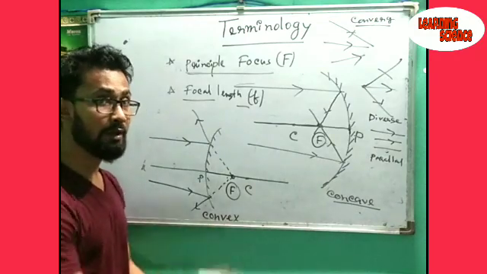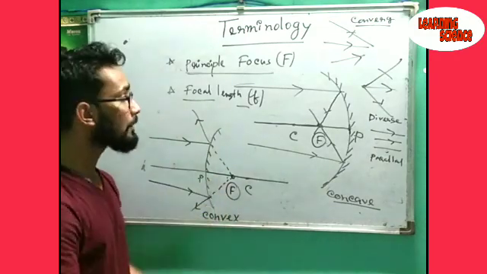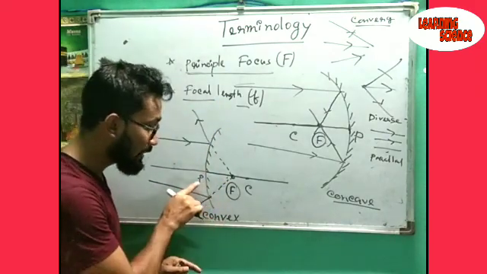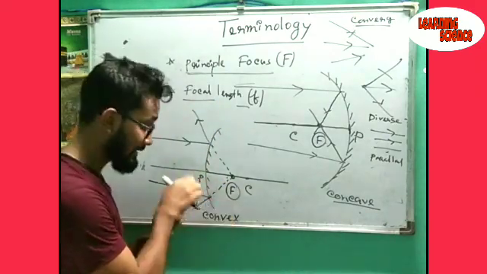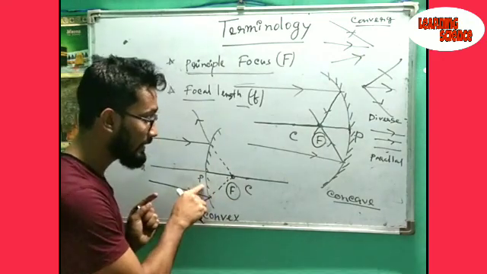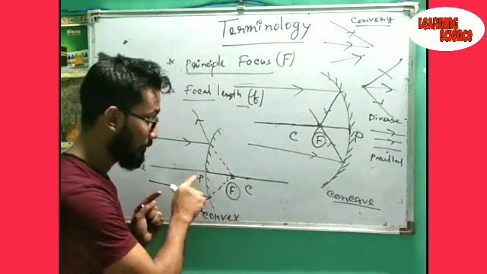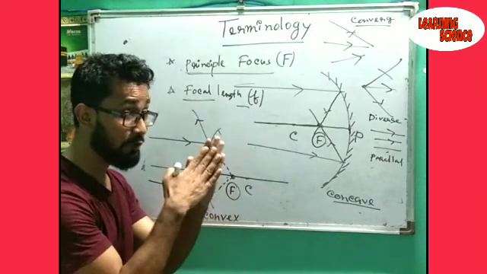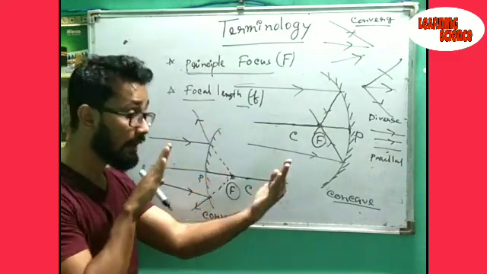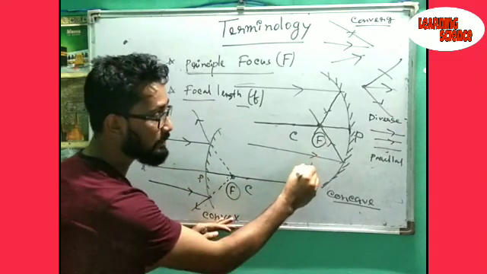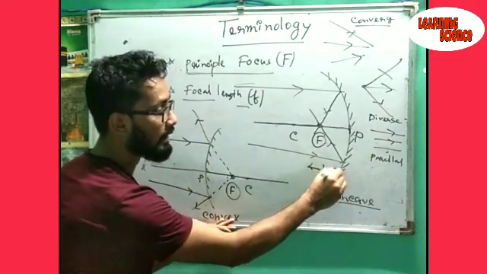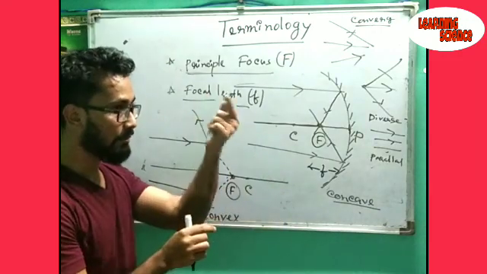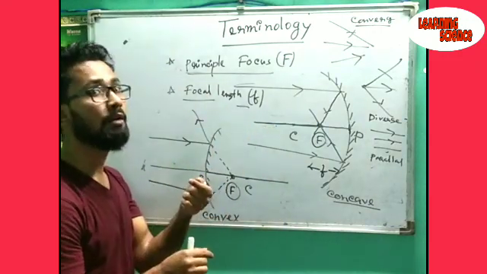Clear? If you read the book, then it should be clear. Try to read the book. Focal length, the last point, is the distance between the pole and the principal focus. Principal focus F, capital F for principal focus and P for pole. The distance between F and P is called the focal length. It is the distance between the principal focus and the pole.